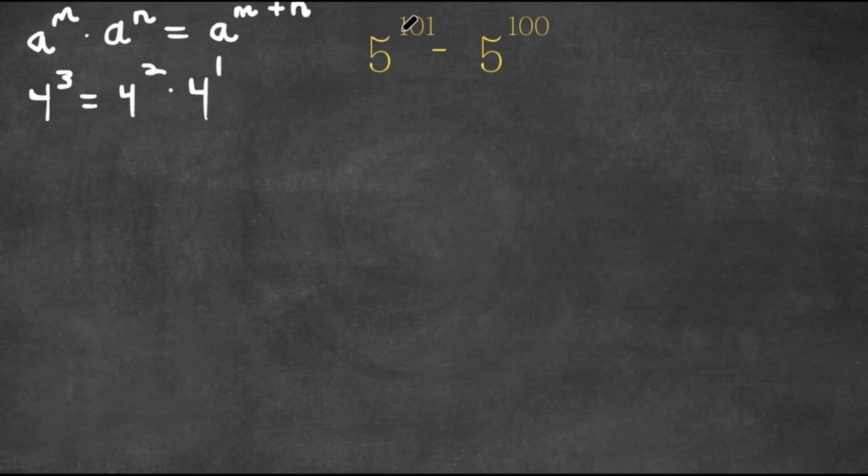So now what I'm going to do to 5 to the power of 101 is I'm going to rewrite it as 5 to the power of 100 times 5. And 5 is the same thing as 5 to the power of 1, and 100 plus 1 is 101. So now we are going to subtract this with 5 to the power of 100.